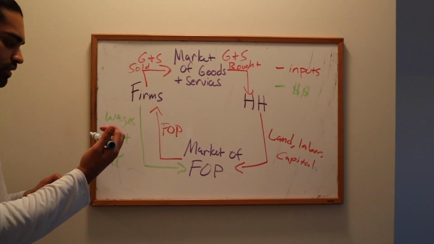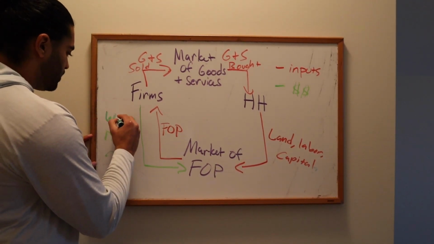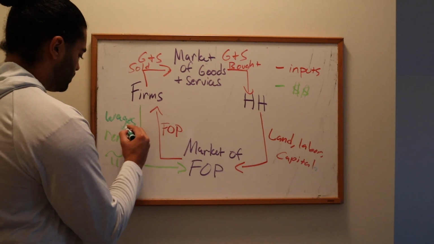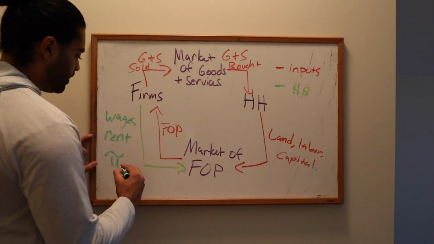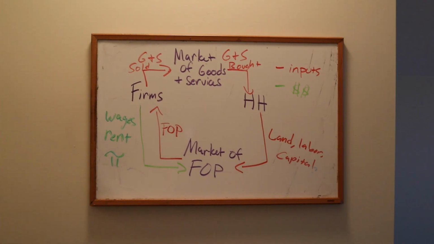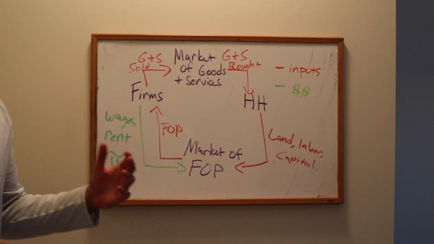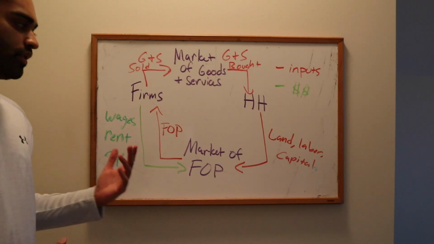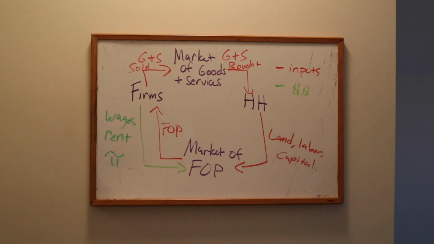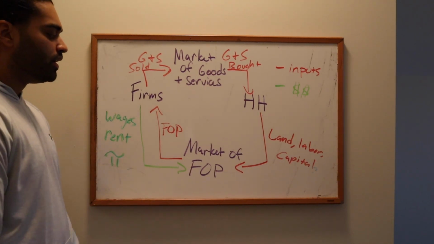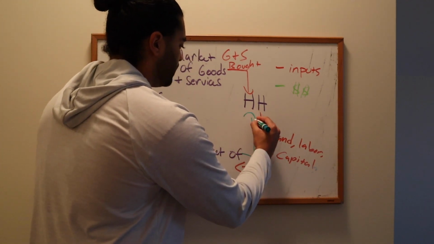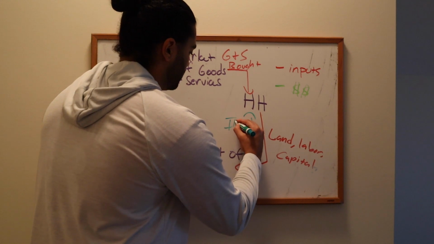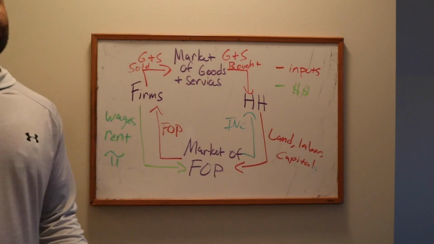So wages, rent, and profit. They pay wages to their workers, or they pay rent for the land that they have, or they pay profits to their shareholders, whatever it may be. So from there, what you get out of it as a household is income. I'm just going to put INC. You get this form of income.